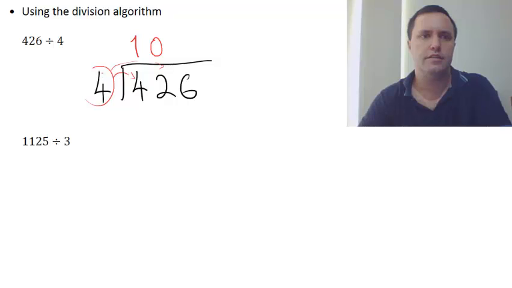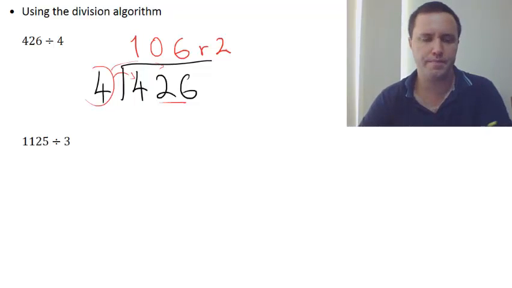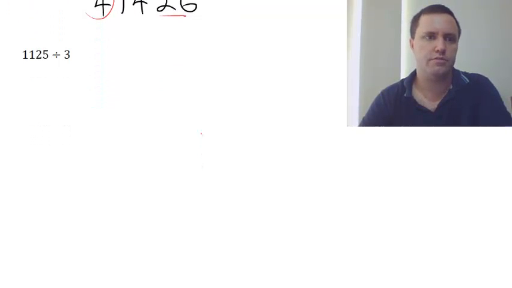Okay? So now we look at 4 going into 26. How many times does 4 go into 26? It goes in 6 times because 4 times 6 is 24. Okay? And we have 2 left over. So at the moment, we're just going to go remainder 2.